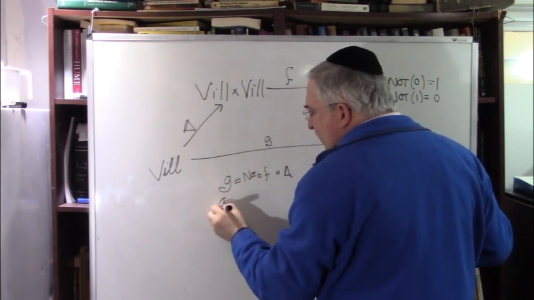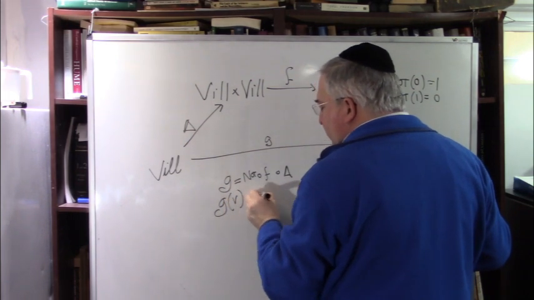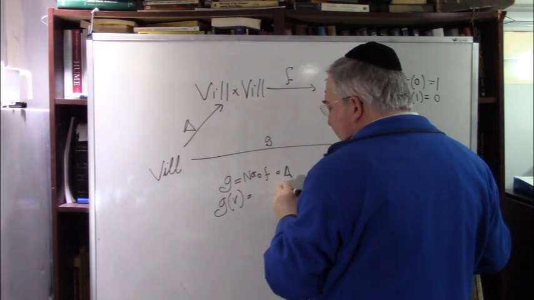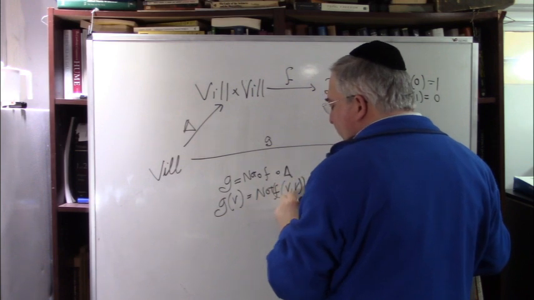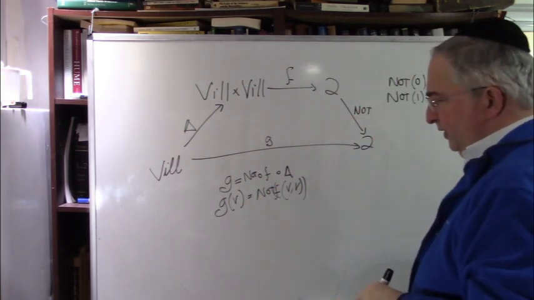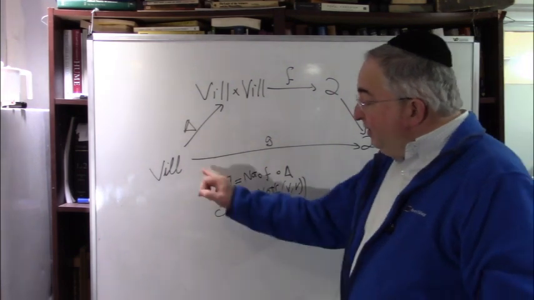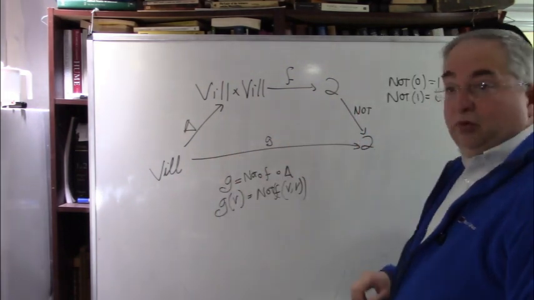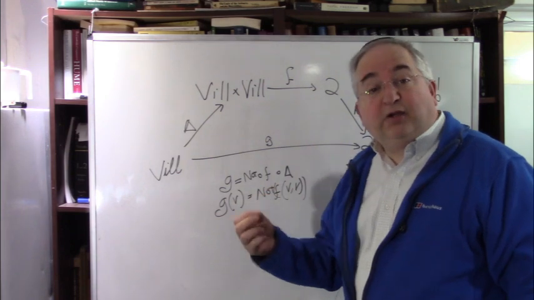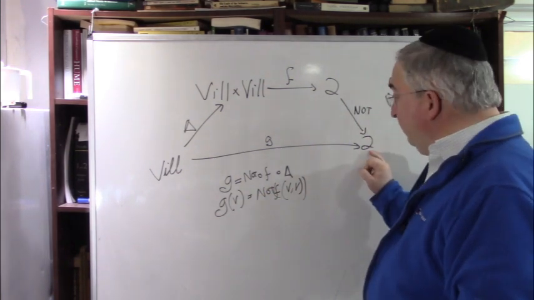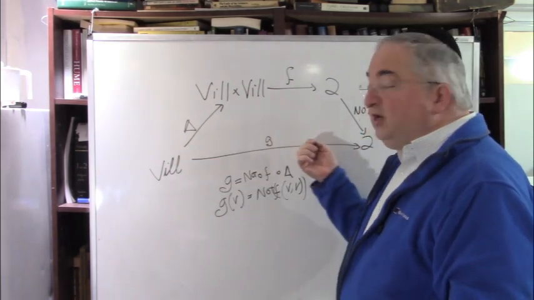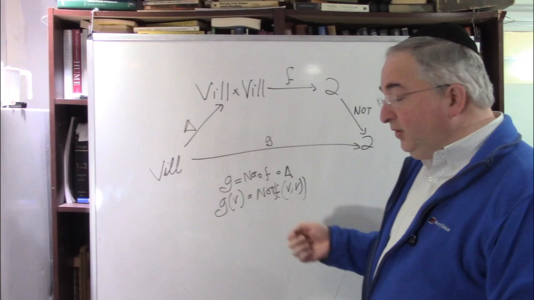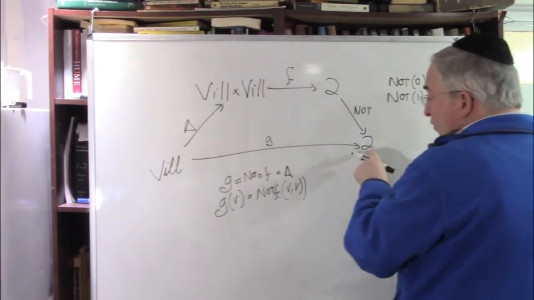Okay, so let's be careful. This is G of V is equal to, that's V comma V, that's F of it, and that's not of F of V comma V. Okay, now let's look at it. G goes from villagers to 2. So it's a characteristic function. Any function that ends up here is a characteristic function. So I'd like to know, what does this function characterize? And the answer is those things that go to 1 here.